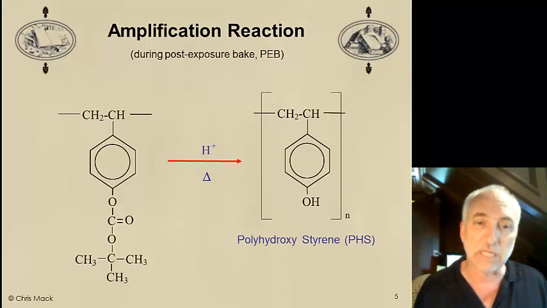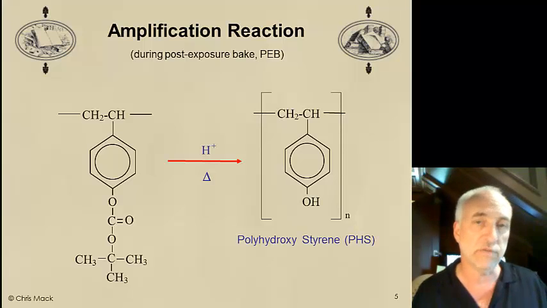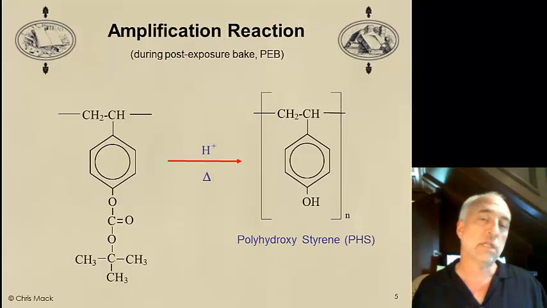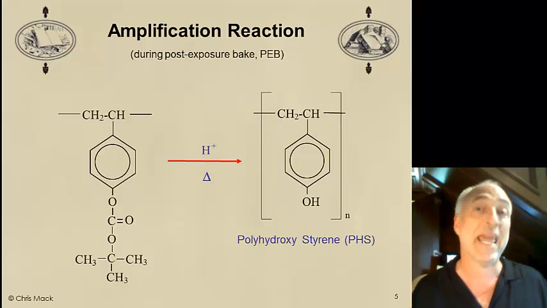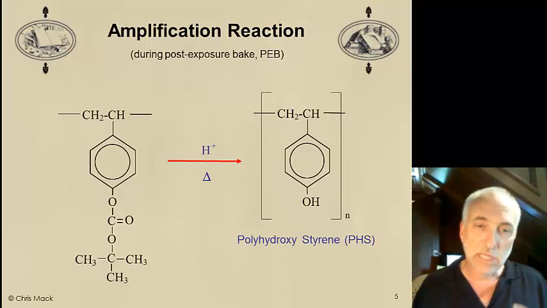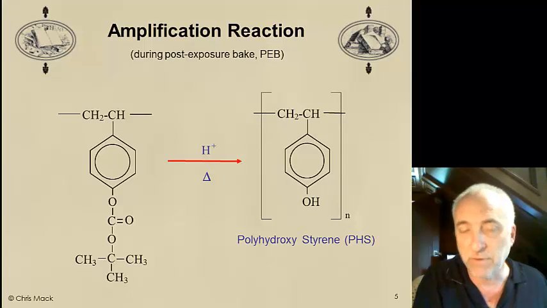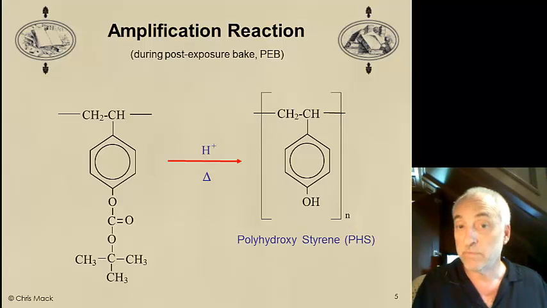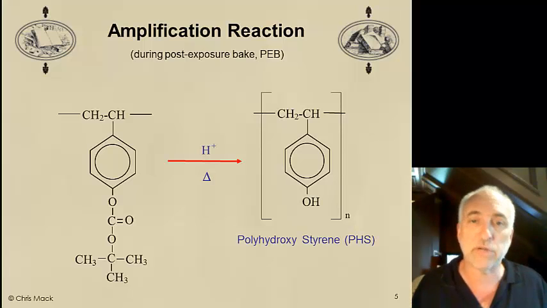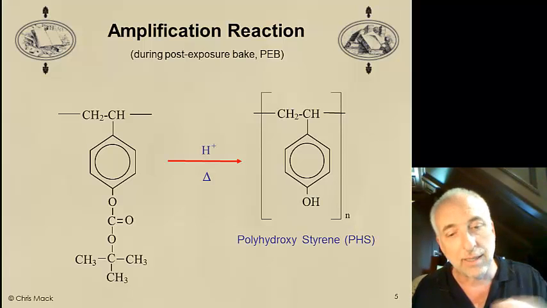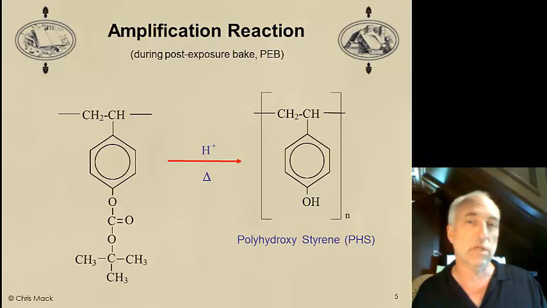events, chemical events, that change the solubility of the photoresist. It is for this reason we call this an amplification reaction, because the chemistry is amplifying the impact of the photons. One photon generates one acid, at most one acid, but one acid can generate a large number of deprotection events.